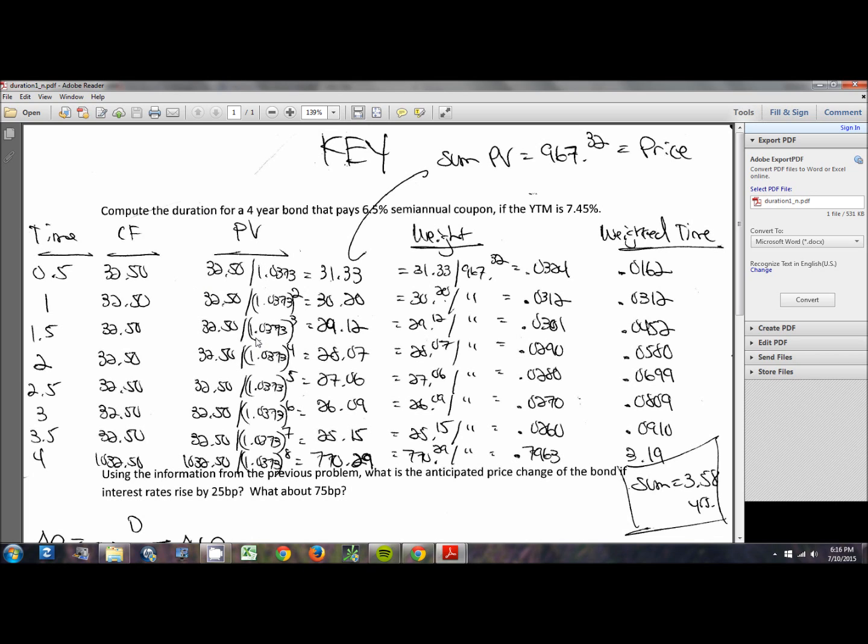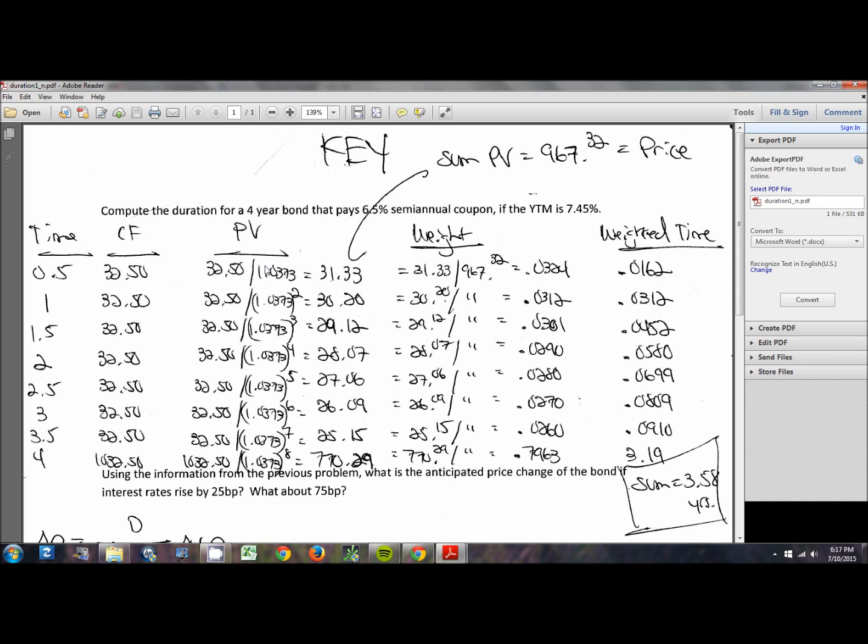This problem is from the duration 1 practice set that I sent you guys. When you calculate duration, as you read through the text, you're going to see the equation for duration. What I do in my solutions is work out how that equation breaks down in a step-by-step process. If you set up a table with each column, it allows you to very easily calculate the duration for a bond.